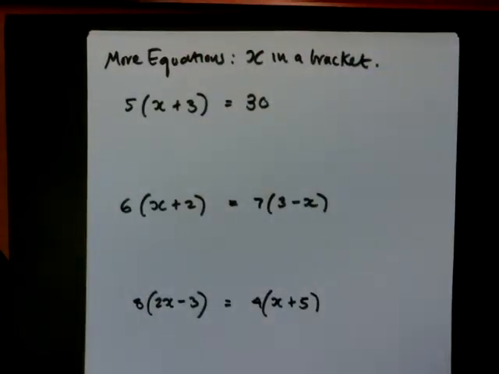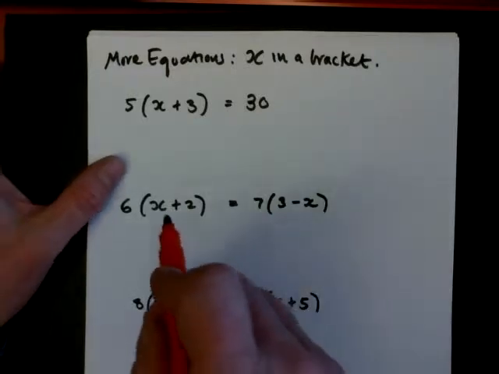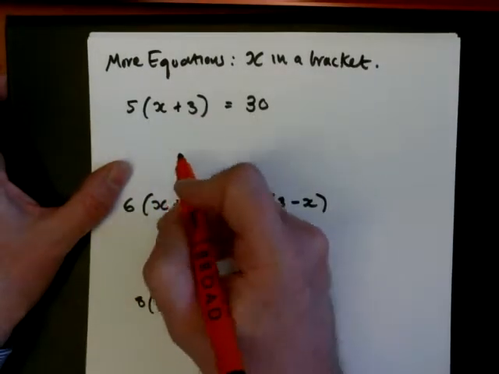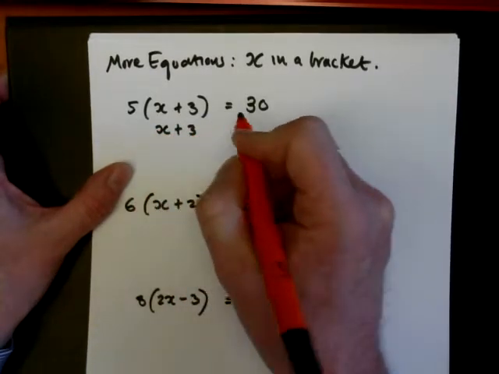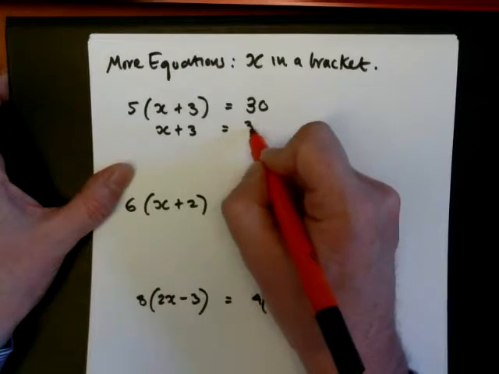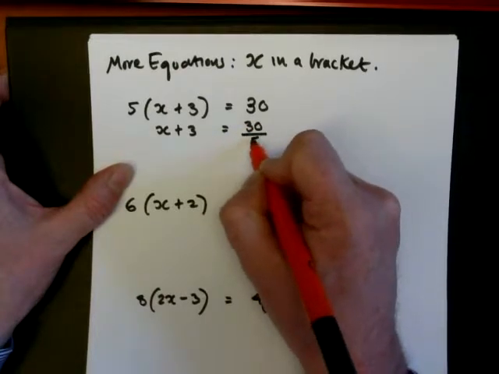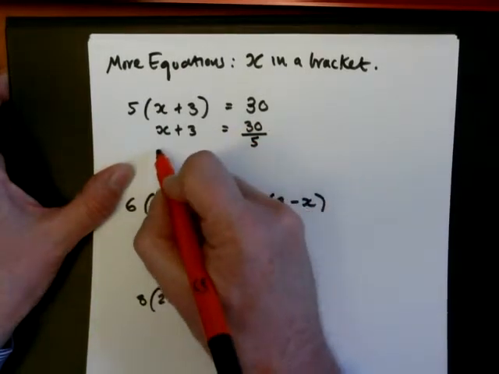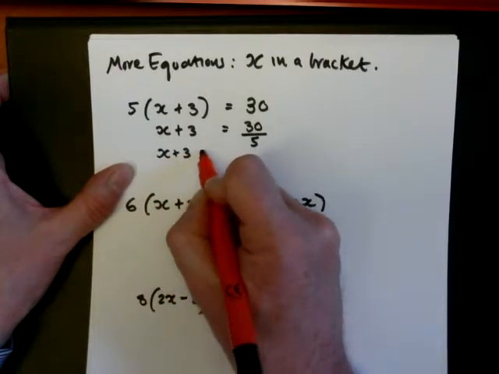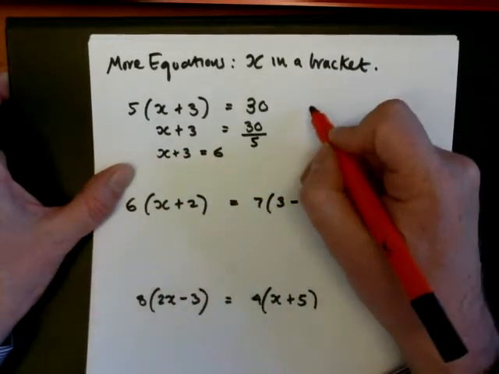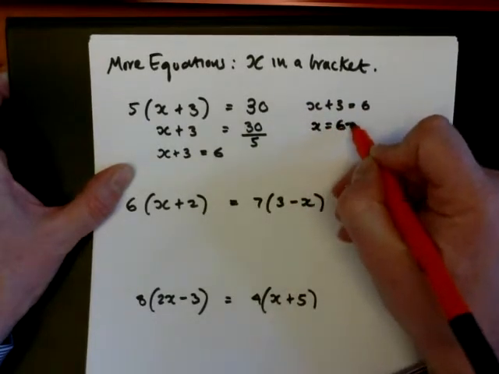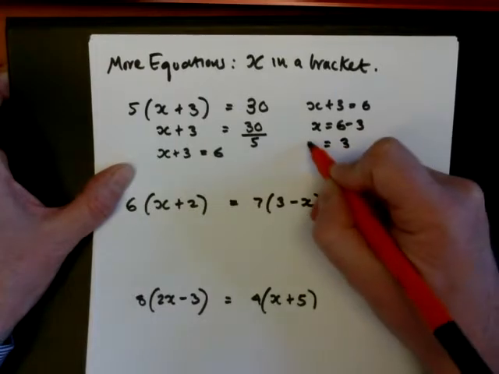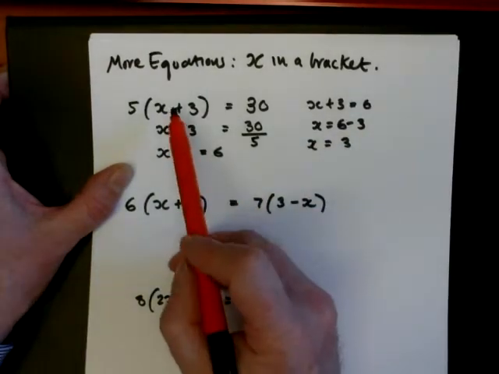So now we'll look at solving some equations when x is inside a bracket. So what we have to do is deal with the thing that's on the outside of the bracket first. So in this first question, we're going to move the 5 to the other side, and it will be 30 divided by 5. We then write out what 30 divided by 5 is, which obviously is 6. So we have x plus 3 equals 6, and x therefore will be 6 minus 3, and so x will equal 3.